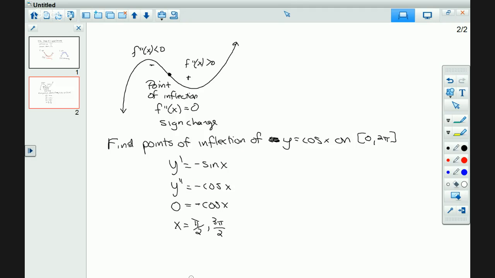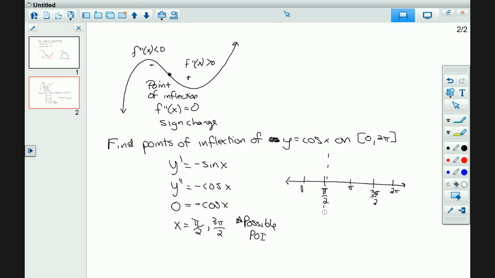Now, these are the possible points of inflection. You have to star that. They're possible points of inflection. We have to do a sign analysis to make sure that they actually are. It's the same deal as before, except we're just going to use the second derivative now. Let's pick pi and 0 and 2 pi. The easy ones.